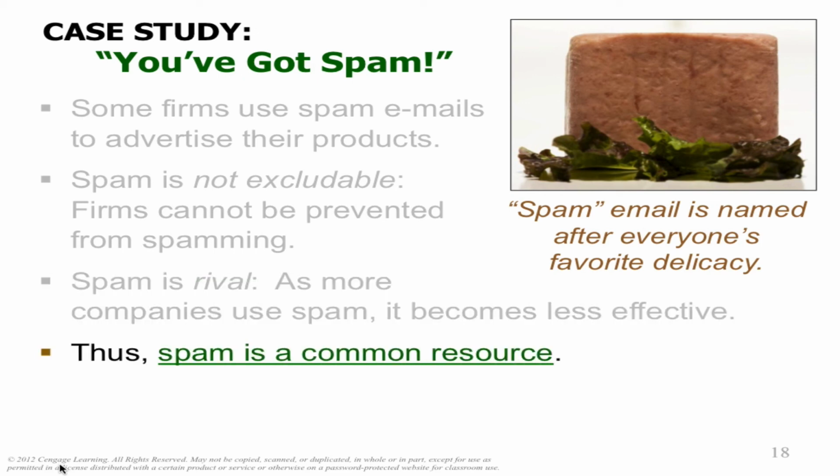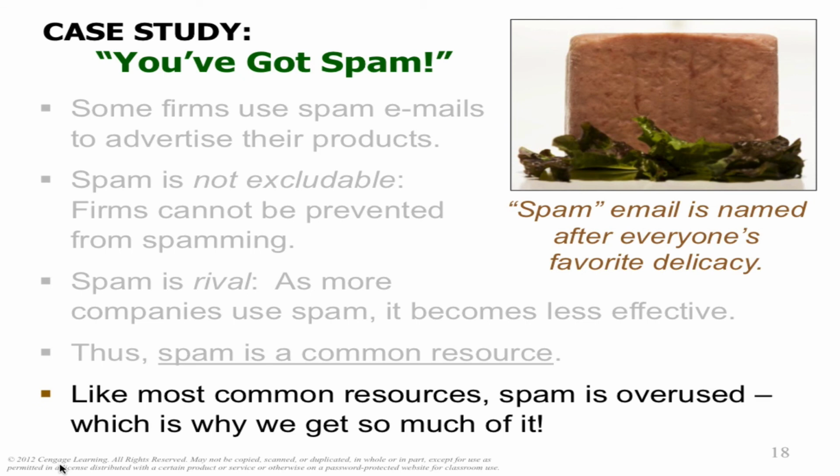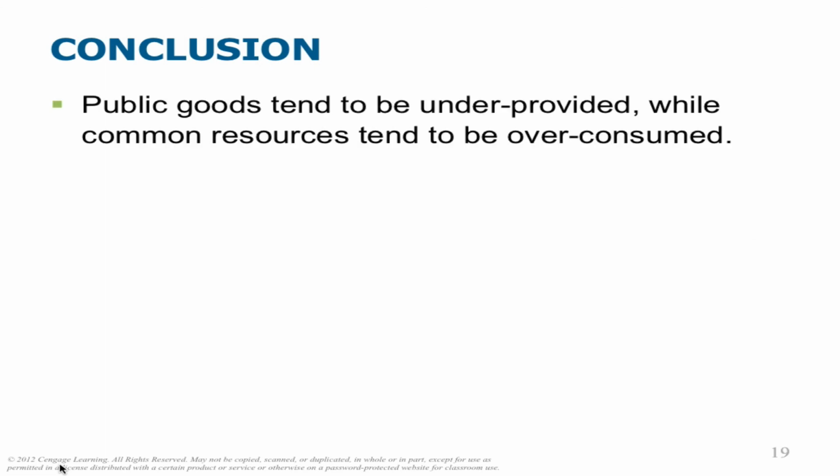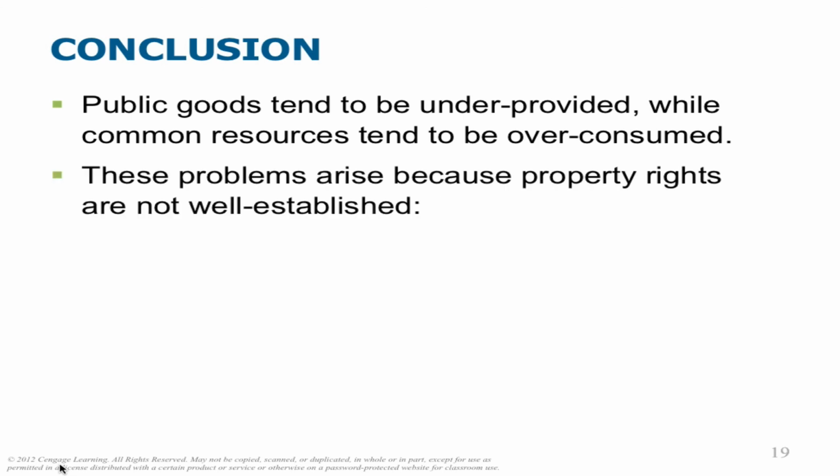So spam then becomes a common resource. And what do we know about common resources? They get overused. So think of spam as your ideal common resource for an example why it gets overused. It's free to use. Can't exclude it, but it's rivaling consumption. All right, public goods are underprovided, common resources are overconsumed. When property rights aren't well established, we get problems.